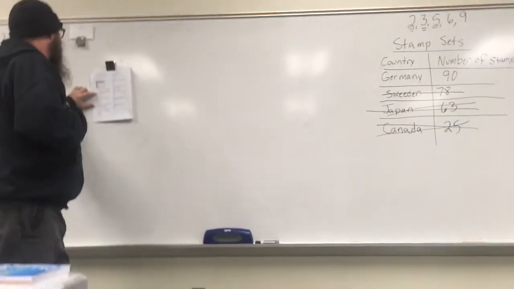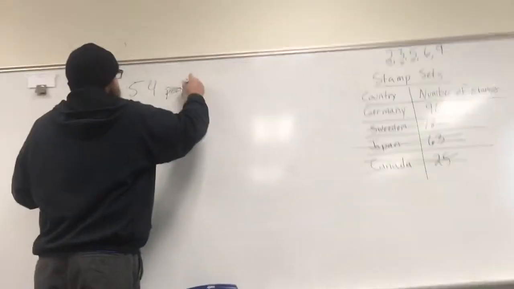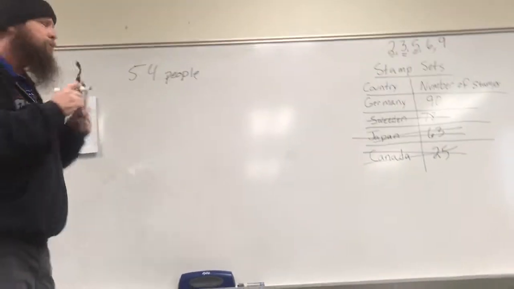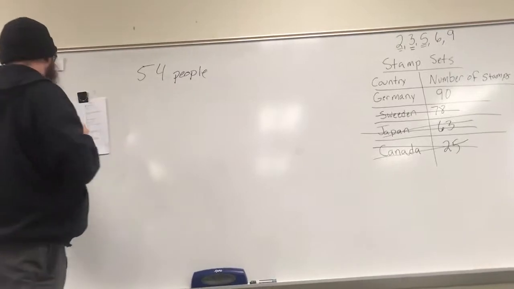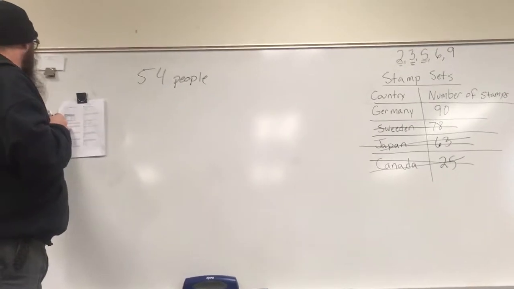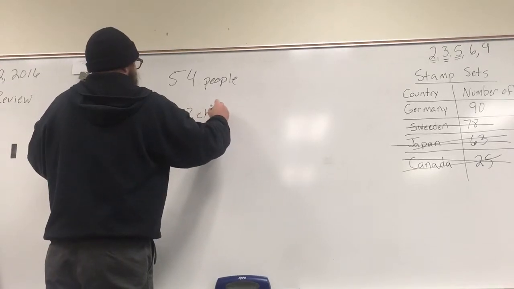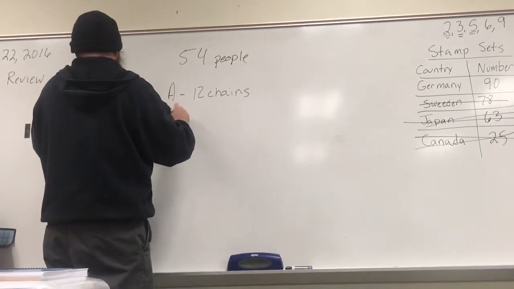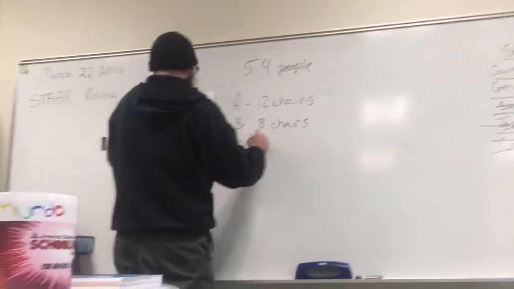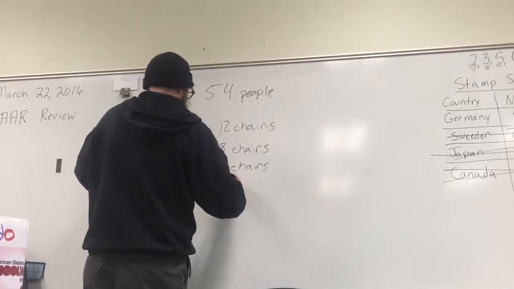The next problem says there are 54 people attending a party. So we know there are 54 people. I'm sure you have this underlined, circled, highlighted in blood, or something on your test. And then it says, Carla's arranging chairs and tables. How should she arrange the chairs so there will be an equal number of people seated at each table? And so A, we have 12 chairs. B, we have 8 chairs. C, we have 9 chairs. And D, we have 10 chairs.